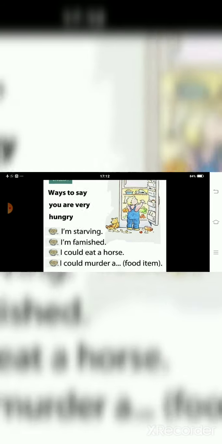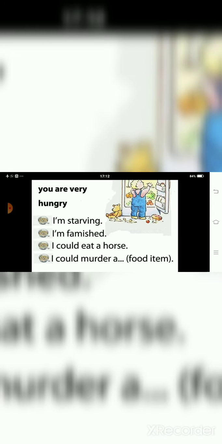Ways to say you are very hungry, when we are starving. We simply say I'm hungry. No, I'm starving. I'm famished. I could eat a horse. I could murder a food item. So these are different expressions which you will use, and you will sound like a native speaker, a Britisher.